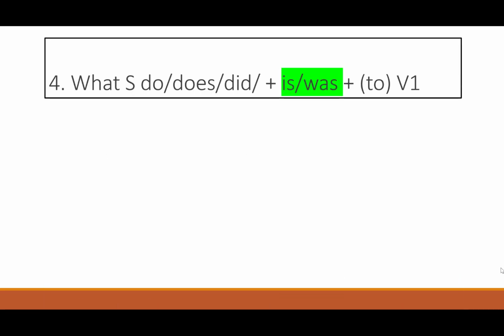Okay, let's continue to the fourth pattern. Here we use what, subject, do or does or did, or whatever the tense is. And then for the verb we have to use is or was. It depends on the tense. Then to verb 1 or just verb 1. For this pattern, guys, we focus on the verb of the action of the subject. The one we stress is the action of the subject.